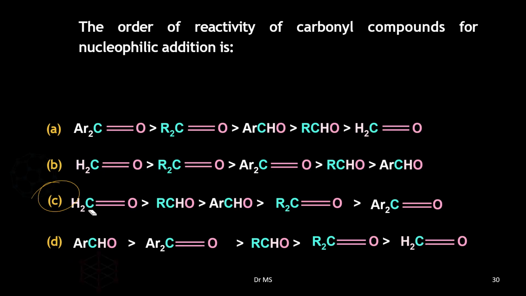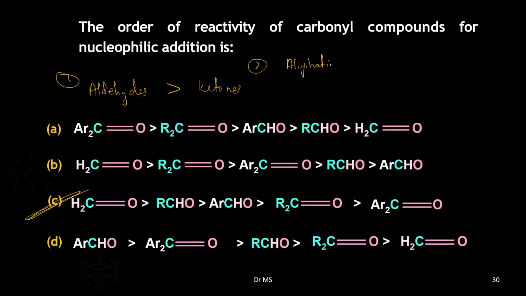So what happens here? We know aldehydes are more reactive than the ketones. And next, that's one case. Second one, aliphatic aldehydes are more reactive than the aromatic aldehydes. So within the aldehydes, aliphatic, the ones with the chain, are more reactive than the aromatic, because aromatic ones are bulkier and they show resonance, so the reactivity of the aromatic will be very less.